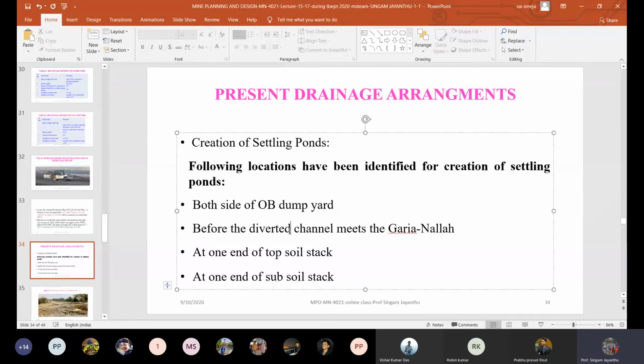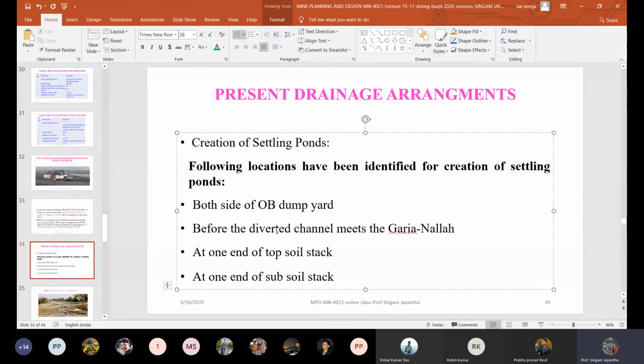So whatever overburden dumps are there, there should be some drainage system, and that water should not simply go into the nearest river channel. Before that, it should go to some settling tank, and only water within the permissible limits, with a safe limit, should be allowed to enter the river. That is the requirement as far as our MOEF guidelines are concerned.